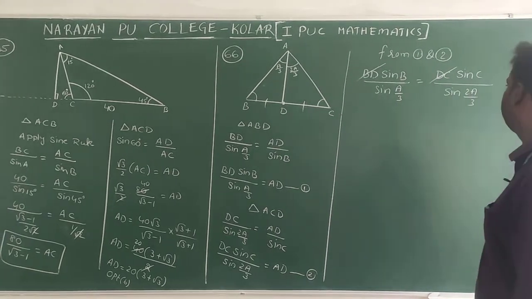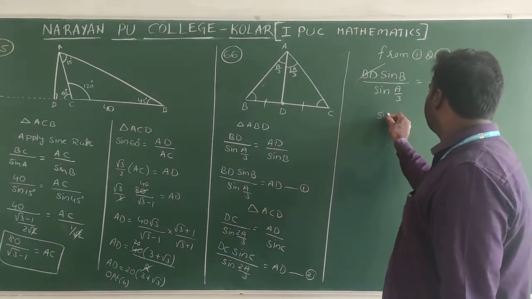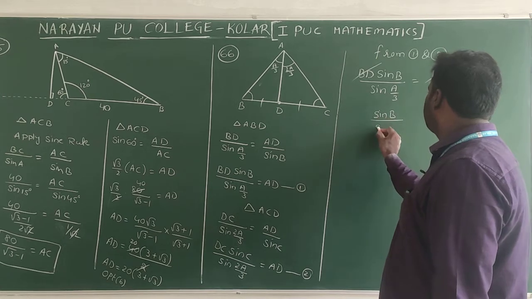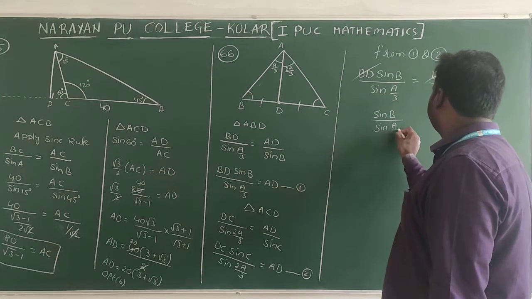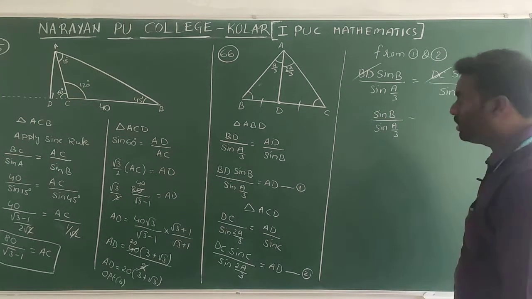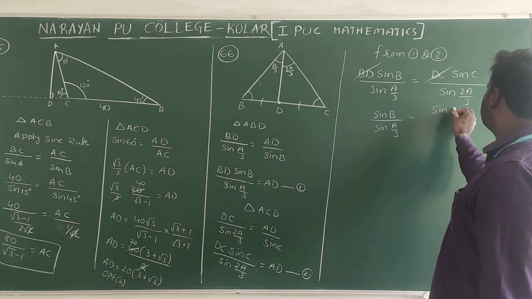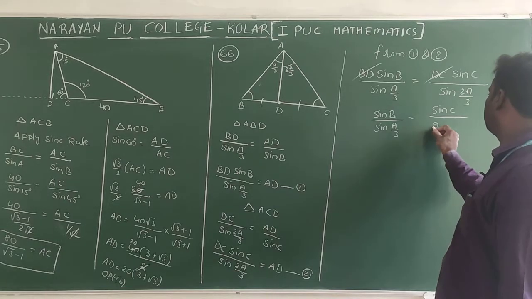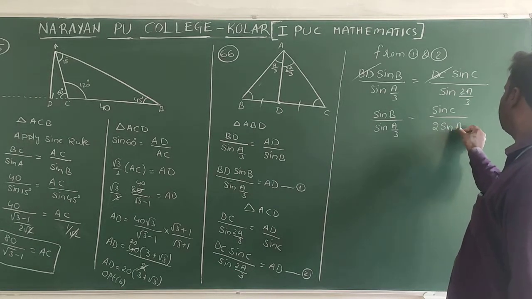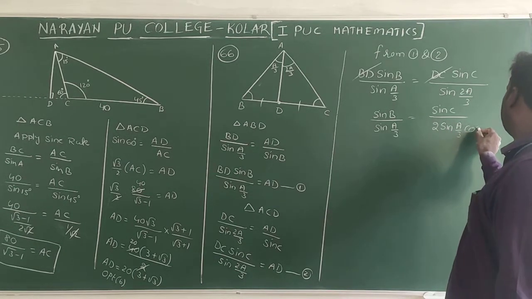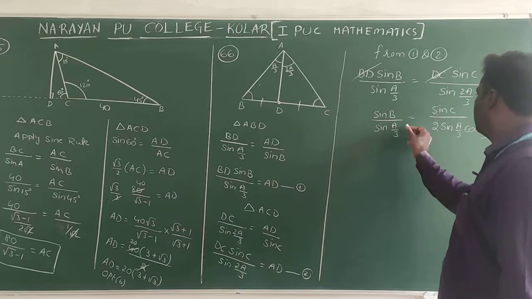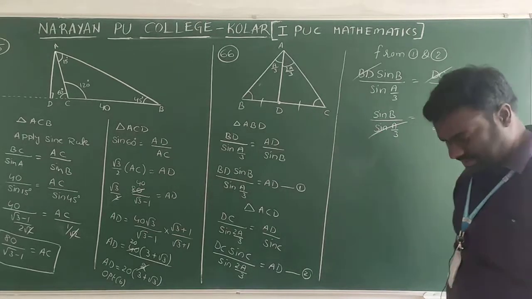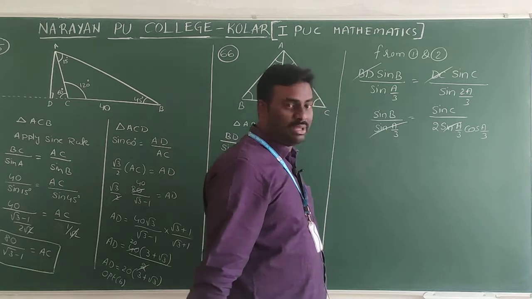Okay. Now sin B by sin A by 3 is equal to sin C by, it is in the form of sin 2A, 2 sin A cos A by 3. Now sin A by 3 gets cancelled, but we required sin B by sin C.